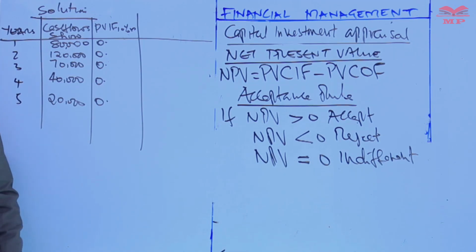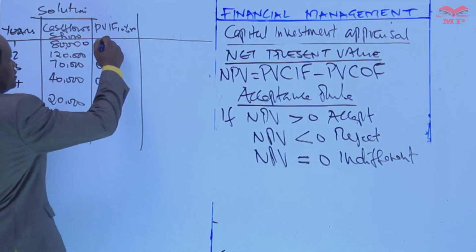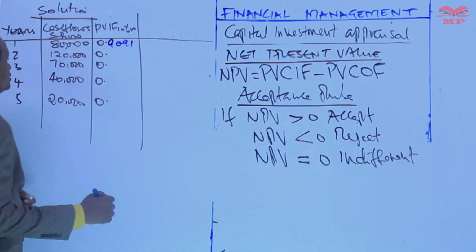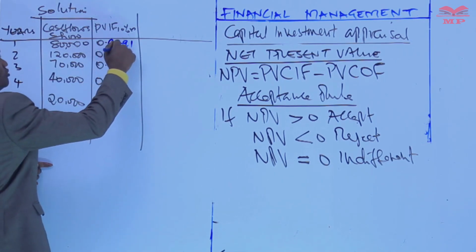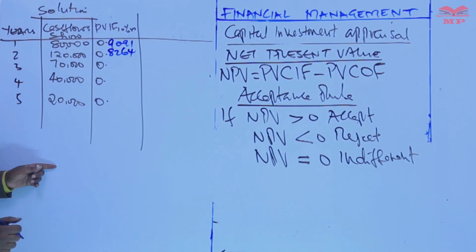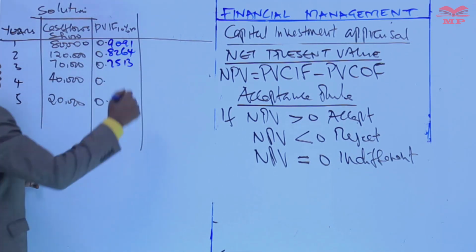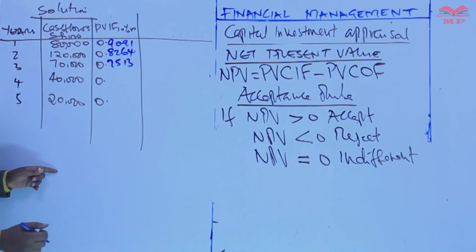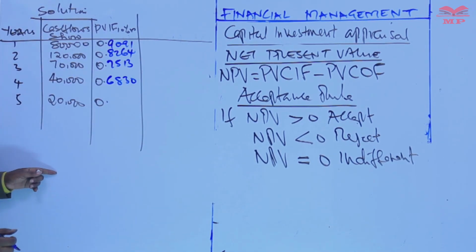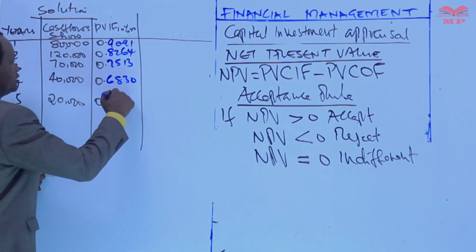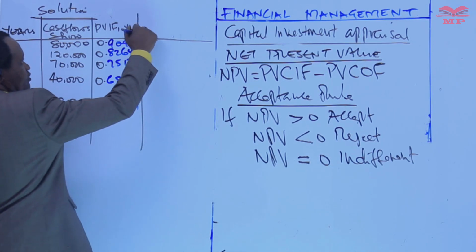Gilbert has the factors. Year 1, 0.9091, year 2, 0.8264, year 3, 0.7513, year 4, 0.6830, year 5, 0.6209. Then what are the present values?